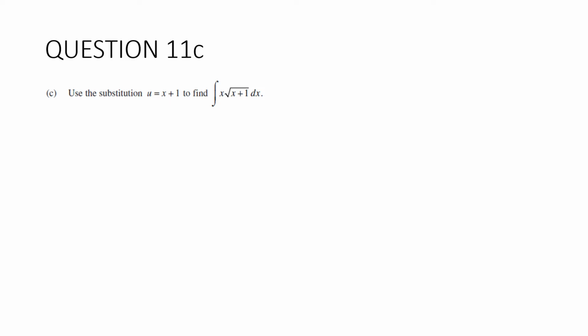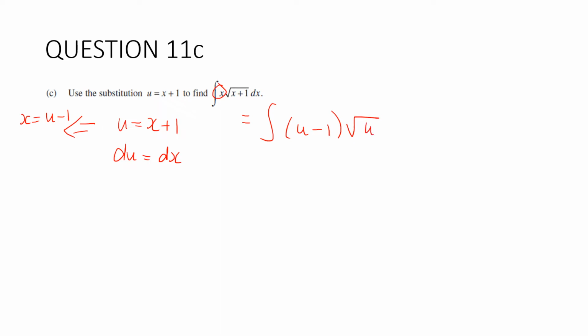C. Use the substitution u equals x plus 1 to find the integral. So u equals x plus 1, du is equal to dx. So substituting in, I need to substitute for x, so just making x the subject. x is equal to u minus 1. So u minus 1 times square root of u du. Expanding and putting it into index form, u times u to the half is u to the 3 halves, minus u to the half, du.